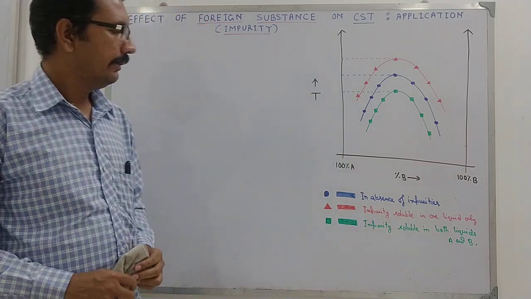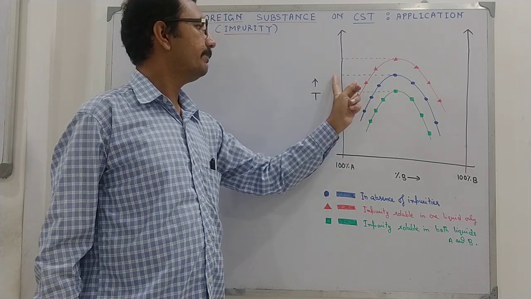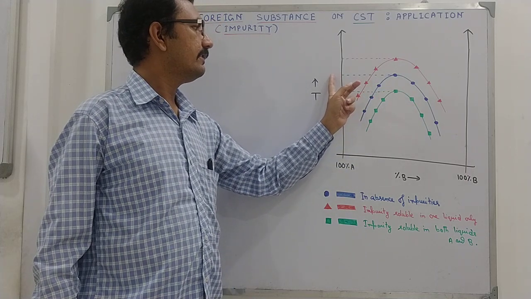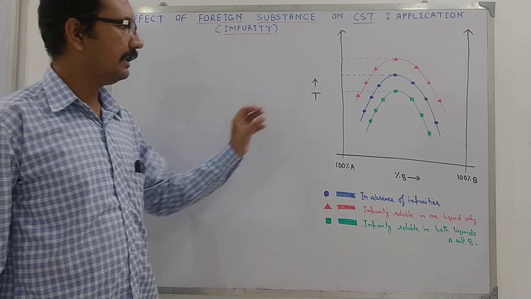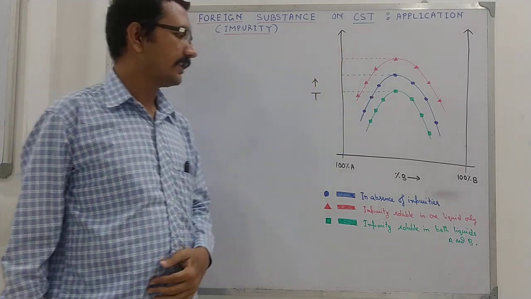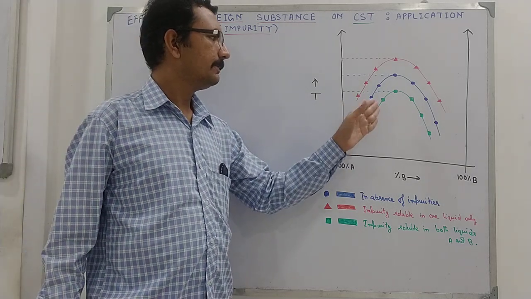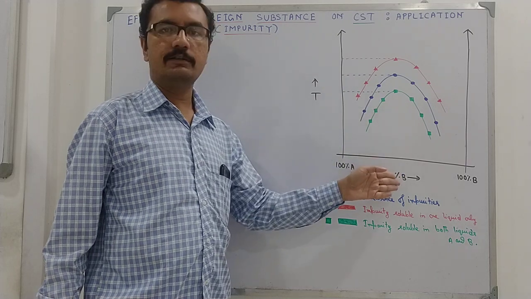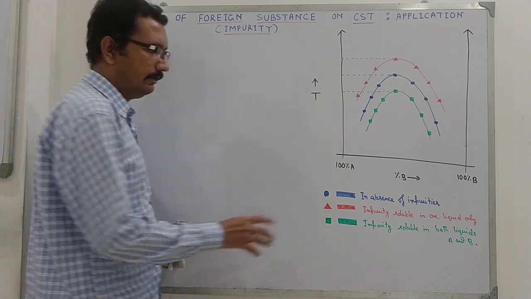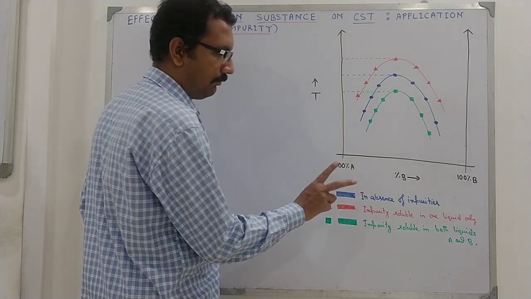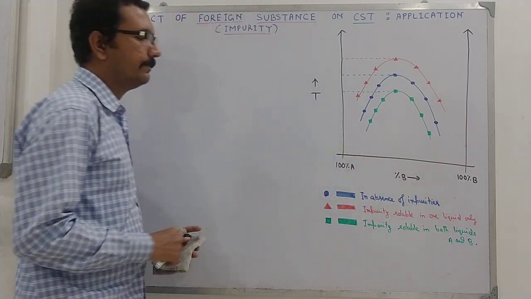Now this critical solution temperature is invariant, that is, it has a definite temperature, 66.8 degrees centigrade for phenol water system, and has a definite composition, 33% for phenol water system, and it is very sensitive to impurities. Now what happens when impurity is incorporated within this system? Now we can categorize the impurity into two types. One is impurity soluble in one liquid only.